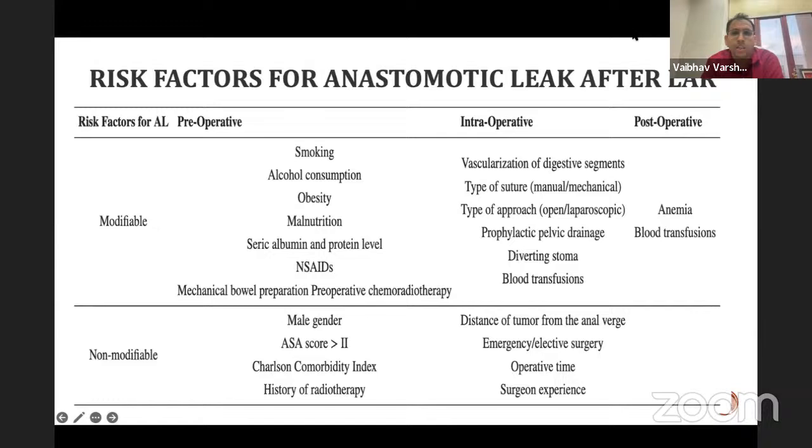Why we are discussing all these factors is because based on these factors, we are going to take a decision. The first question of this topic is whether to do the stoma. Based on these factors, we are going to decide whether the stoma is required or not.